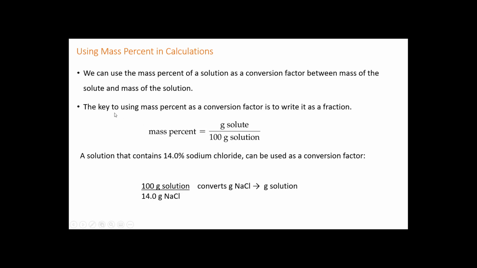So the key is, mass percent is grams of solute over 100 grams of solution. But you can flip this in any way that works for a problem. In this case, same as density, you can flip them. So a solution that contains 14% sodium chloride can be used as a conversion factor. You pull out everything, change the percents to grams. So here we have 14.0 grams of sodium chloride in 100 grams of solution. We can use this to convert to grams of sodium chloride, and then grams of solution.